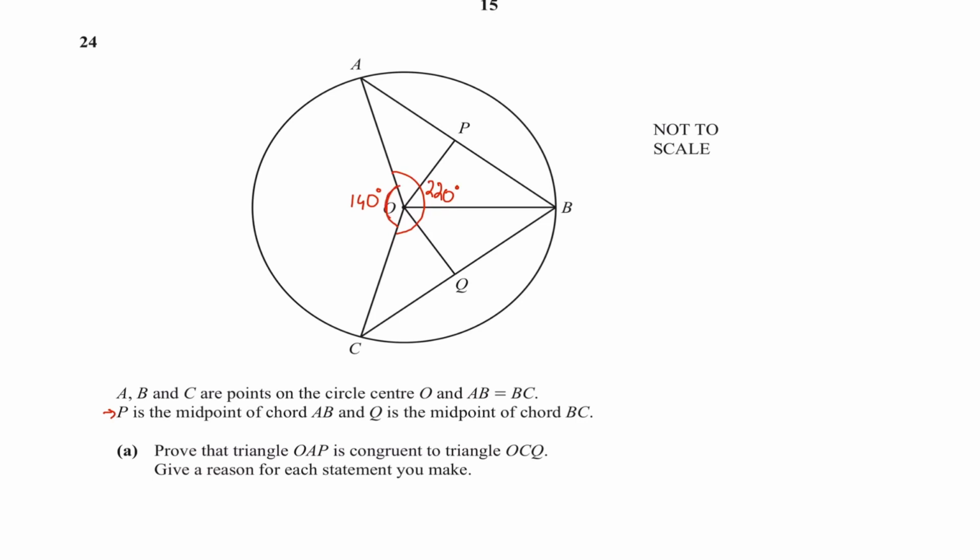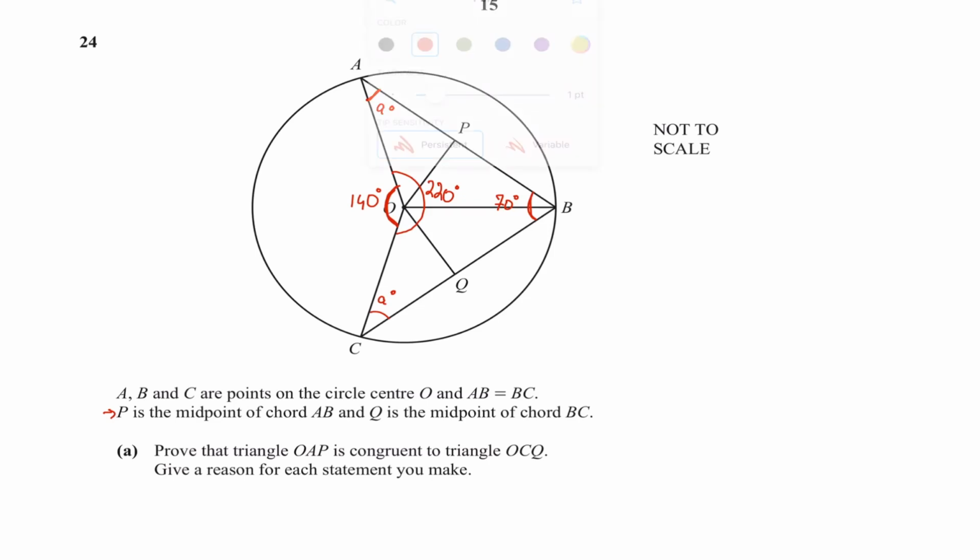So we have what the angle at the center is, and that is 140. We can figure out using circle properties what the angle at the circumference is going to be, and that is going to be equal to 70. And why is that? Because angle at the center is twice the angle at the circumference. Now since we just proved that these two triangles OAP and OCQ are congruent, that means if this angle is A, this angle will also be equal to A.